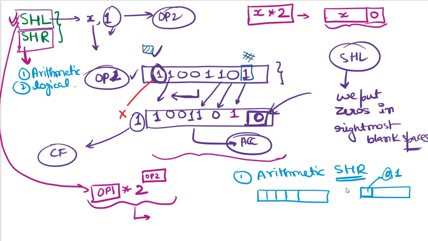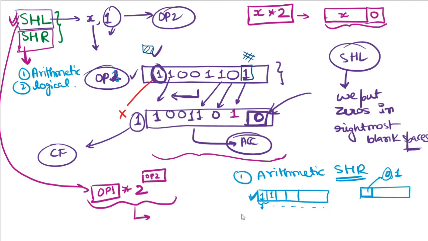For example, if the value in operand 1 was 1, then for just a one-bit shift right, this will be the vacant space, and this vacant space will be filled by the value 1. This one again comes here, and so on. This is how it happens.